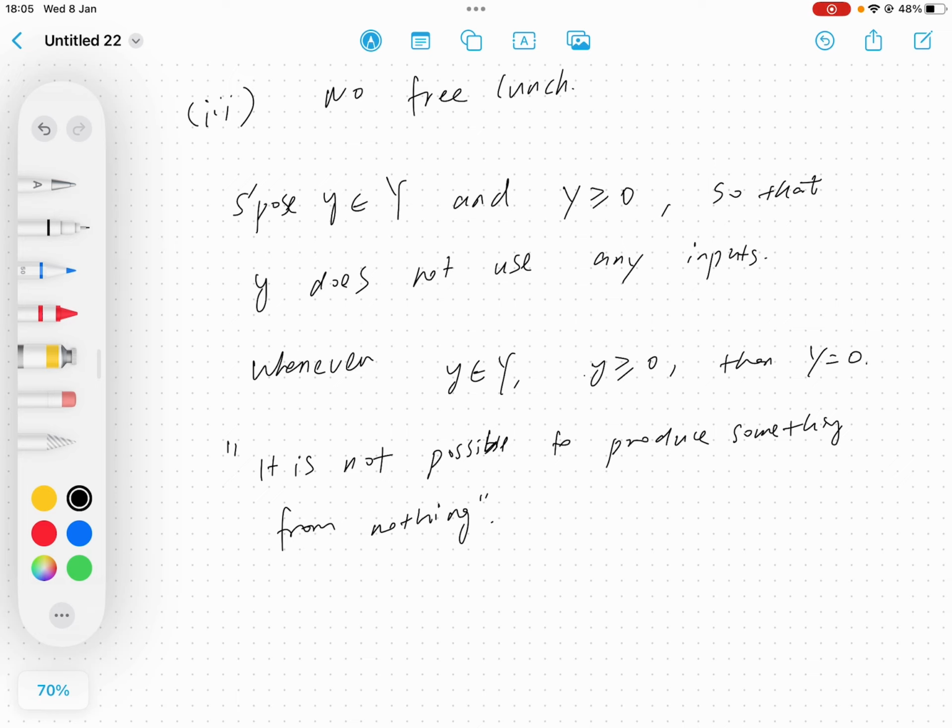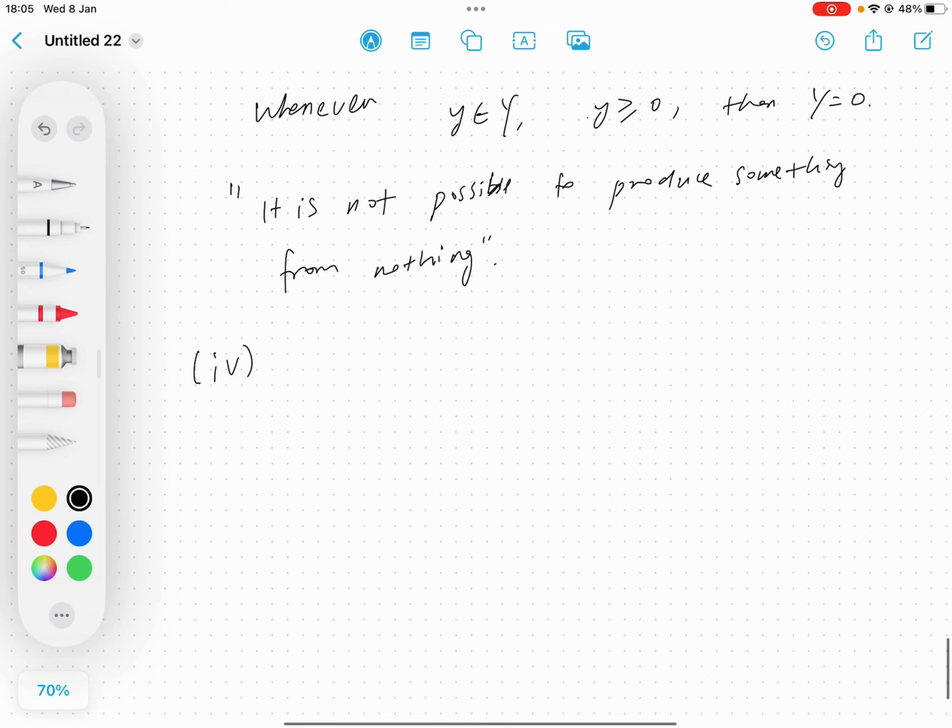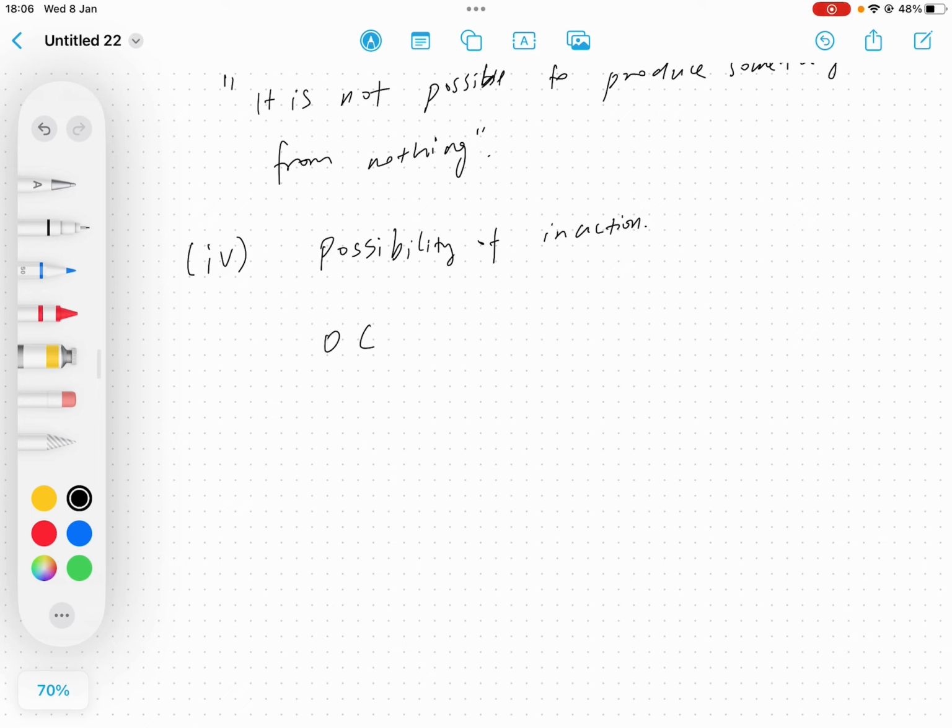All right. So that'll be the third one, no free lunch, and the fourth would be called the possibility of inaction. Here it's also a simple idea. It says that 0 is an element of Y, so shutdown is possible. A firm can simply choose to close the firm and not produce anything for some time period. All right, so that's number 4.